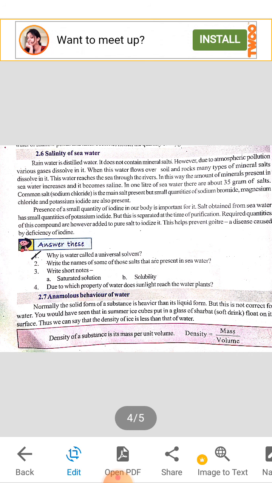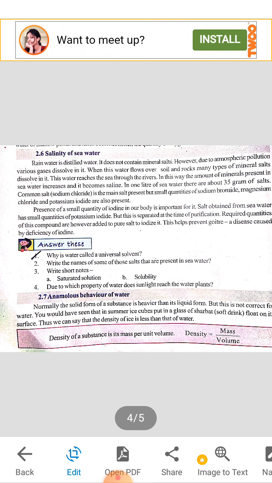So students, we are reading about the behavior of water. You have seen that the solid form of a substance is heavier than the liquid form. Obviously, when it comes to solids, they are heavier and the liquid is lighter, but this is not correct in the case of water, because you have seen that in summer, when you put ice cubes, they start to float on the surface of water. This is because the density of ice is less than the density of water.